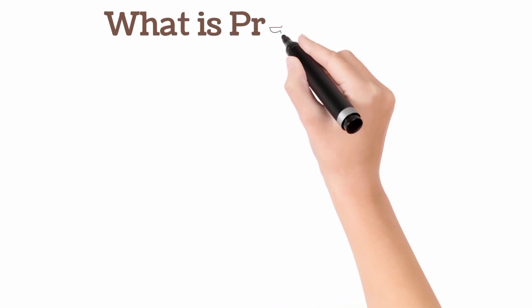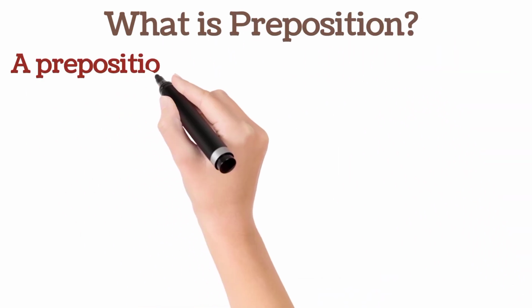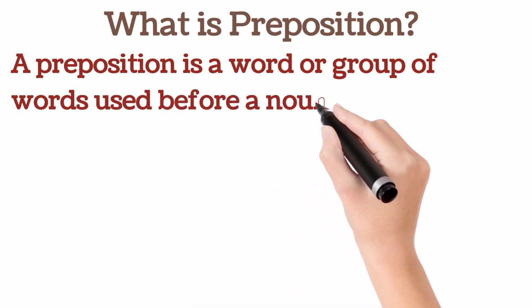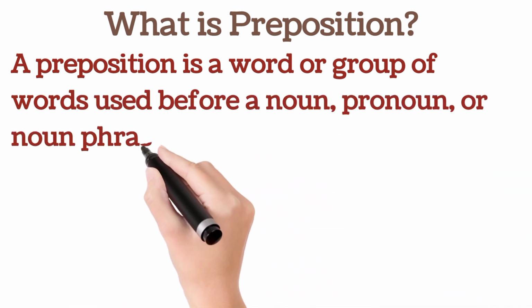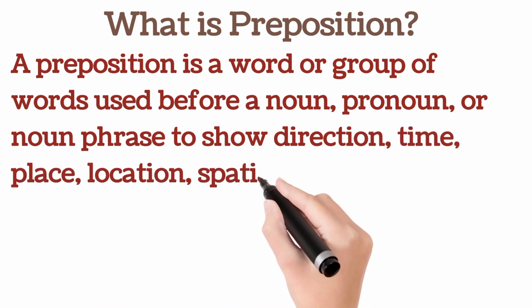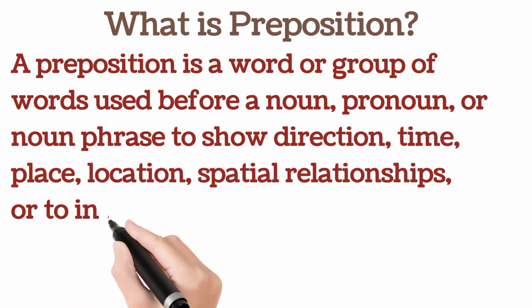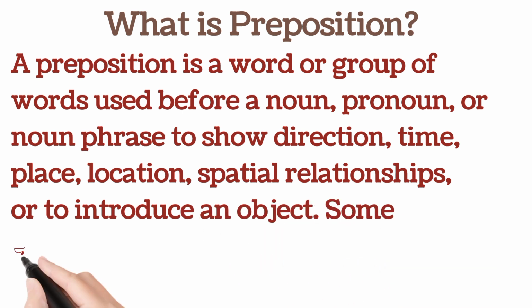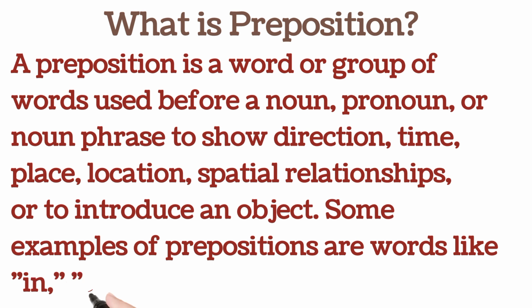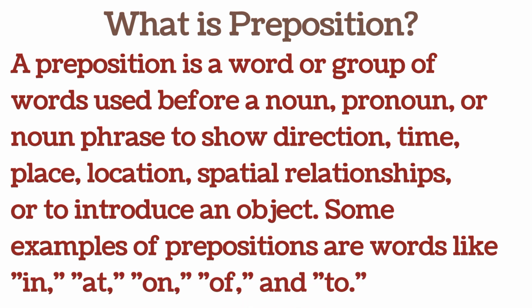What is a preposition? A preposition is a word or a group of words used before a noun, pronoun, or noun phrase to show direction, time, place, location, spatial relations, or to introduce an object. Some examples of prepositions are like, in, at, on, of, and to.